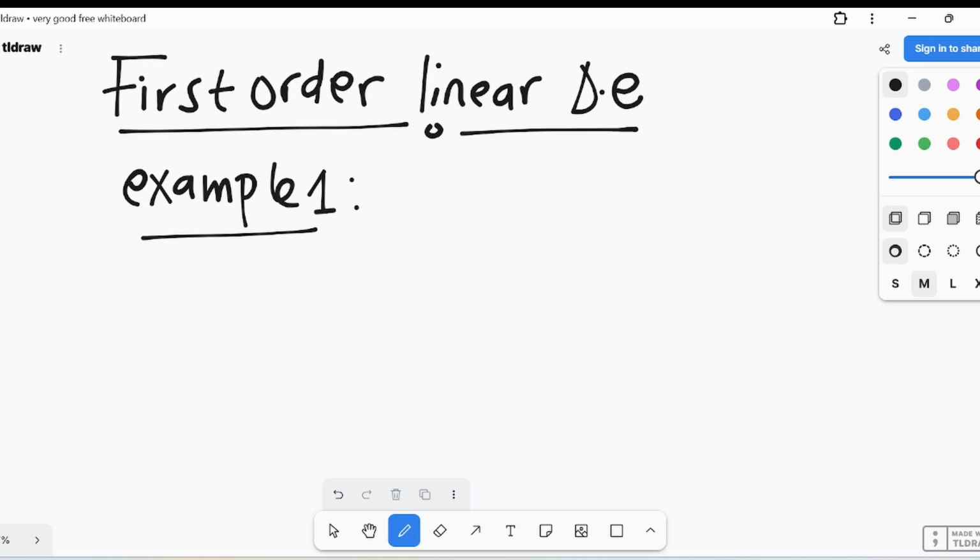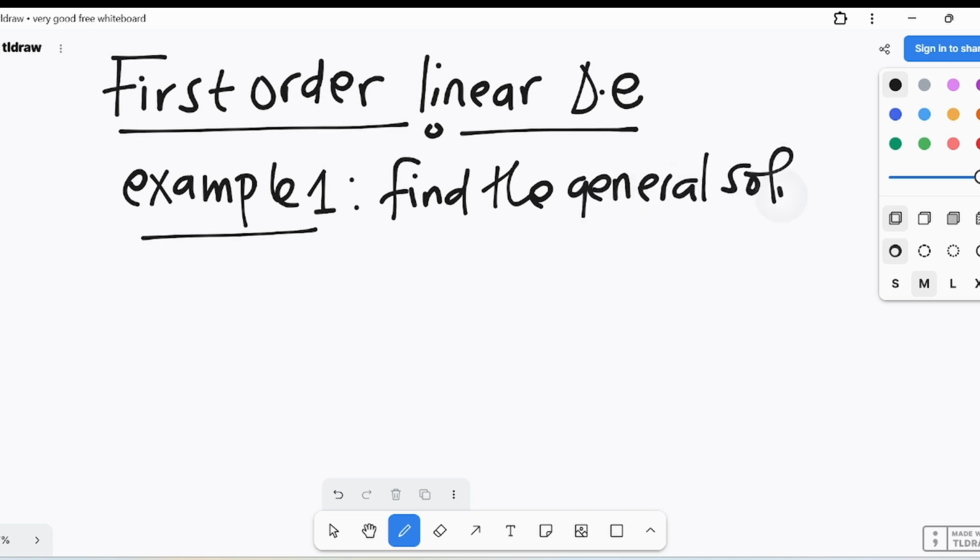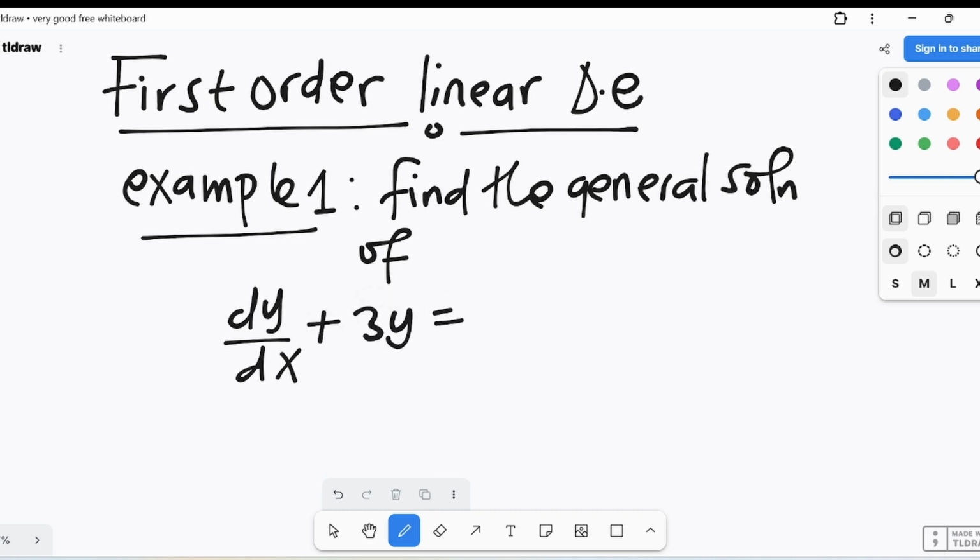Let us say they have told us to solve, or find the general solution of, and then they give us a DE. So the DE is dy by dx plus 3y is equal to e of 2x.